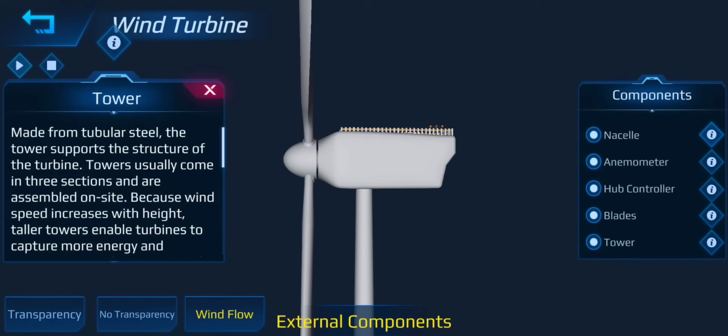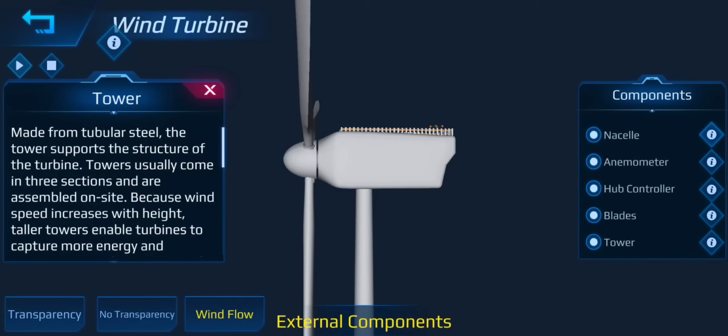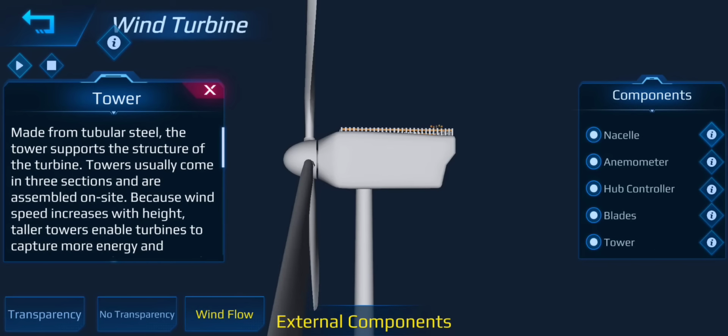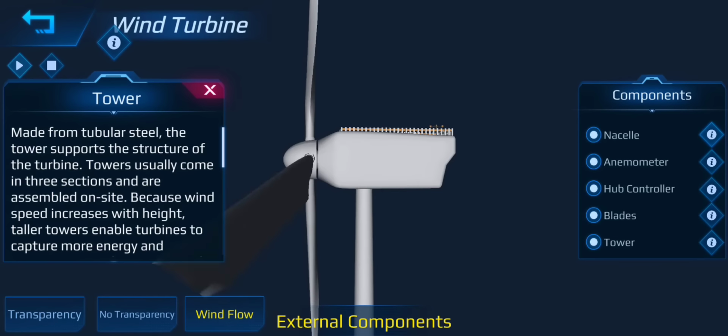Made from tubular steel, the towers usually come in 3 sections and are assembled on site. Because wind speed increases with height, taller towers enable turbines to capture more energy and generate more electricity. Winds at elevations of 30 meters, roughly 100 feet, or higher are also less turbulent.